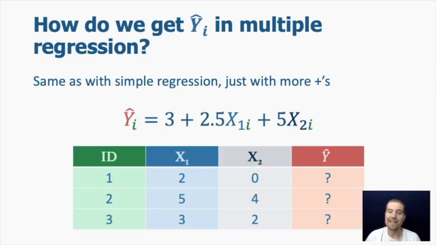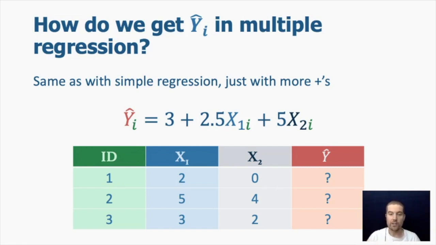How do we actually get our predicted value? Well, once we have the model, let's say we ran the model and we got an intercept of 3. We got a beta 1 coefficient of 2.5 and a beta 2 coefficient of 5.